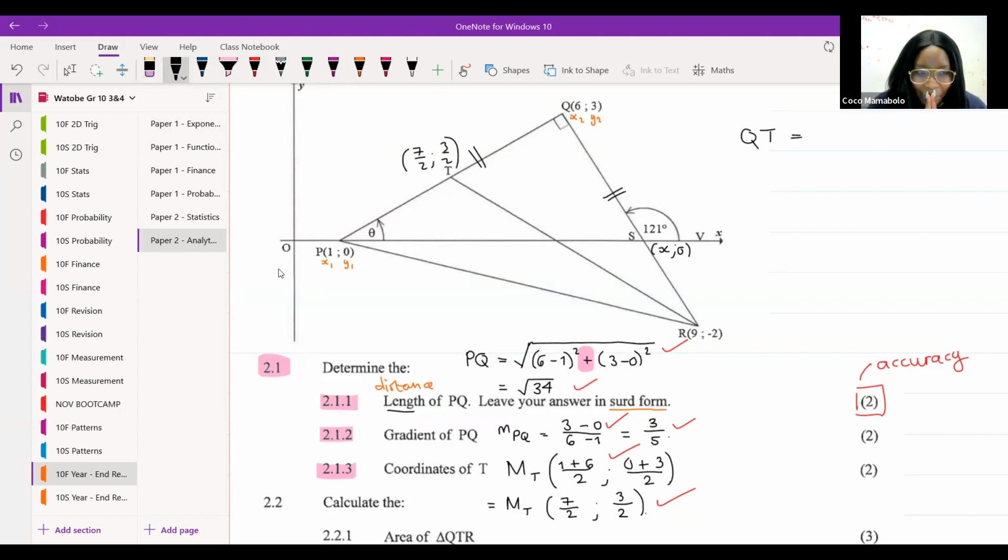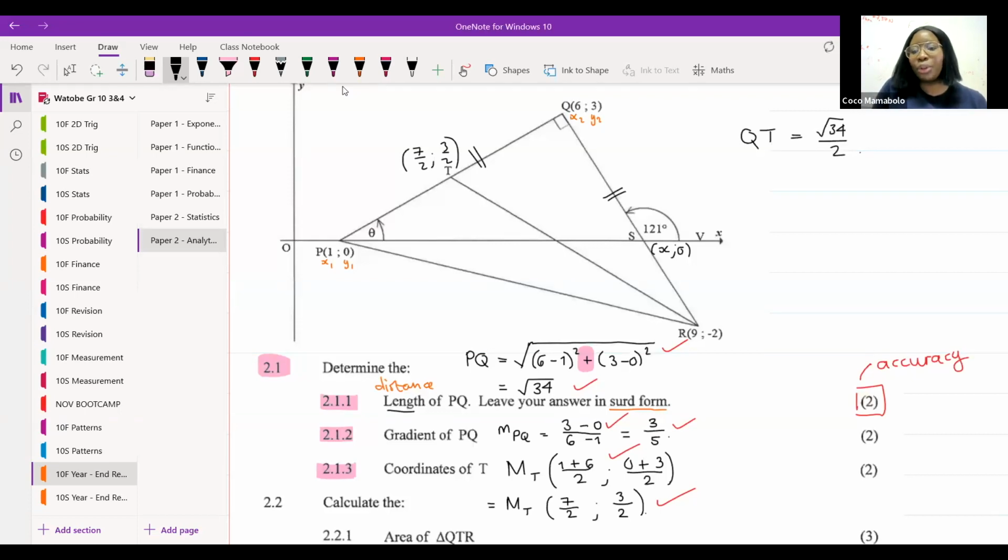Do you know why? Why? I'll give you a hint. The answer is in question 2.1.1. Oh, so it's just square root of, okay, so we divide that by 2. Correct, we divided by 2 because T is the midpoint of PQ. So we can just take the length of PQ and divide it by 2. Good. So we know that the length of QT is just going to be root 34 divided by 2.